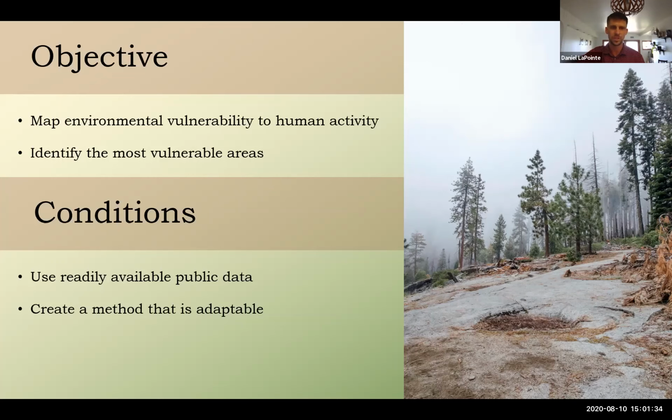One was to use only readily available public data, and another was to create a method that is very adaptable. Adaptable in terms of if updated data is found, it can be easily entered. If there are new variables that I want to insert into this method, it's pretty easy to do so. And also adaptable to other locations. Say they want to use the method that I used here in another national park, it'd be pretty easy to adapt.